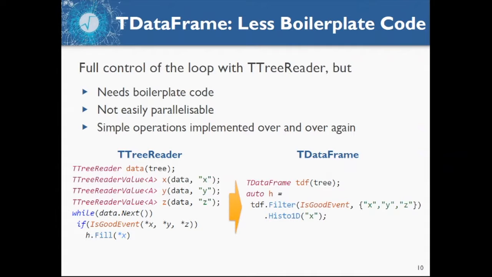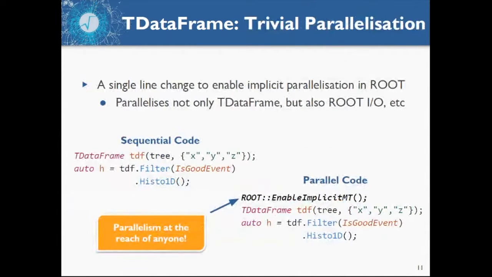So if you look at how you do this in T-data frame, you create a T-data frame from your tree, and you just create your histogram from filtering your data with the same filter function and creating an action. So you do a transformation and an action, and you have a histogram, and here you draw the histogram. And then at the point you draw the histogram, the loop executes, and you used a lot less lines of code to do the same operation that you did with the T3 reader.